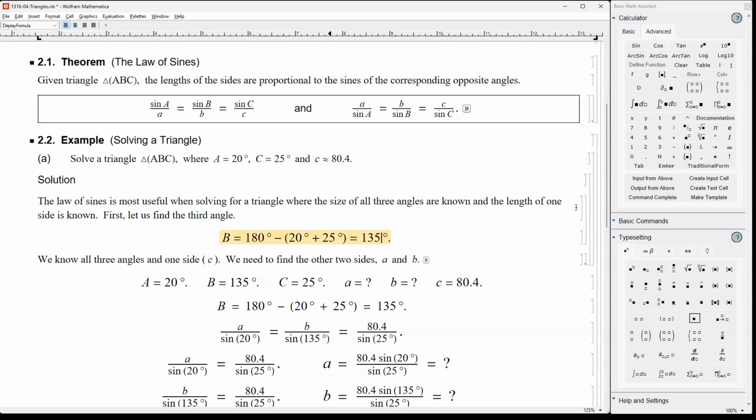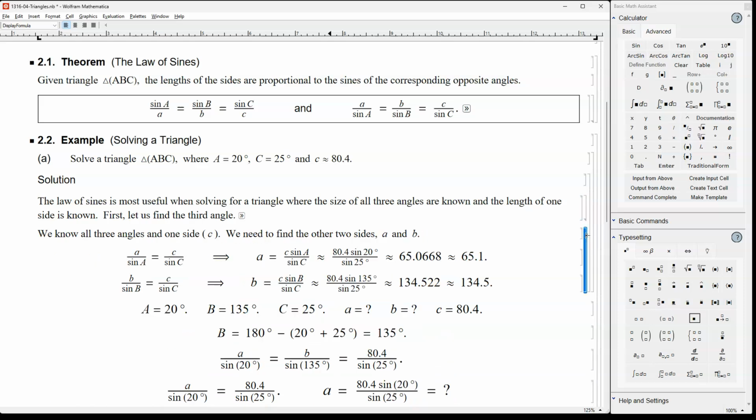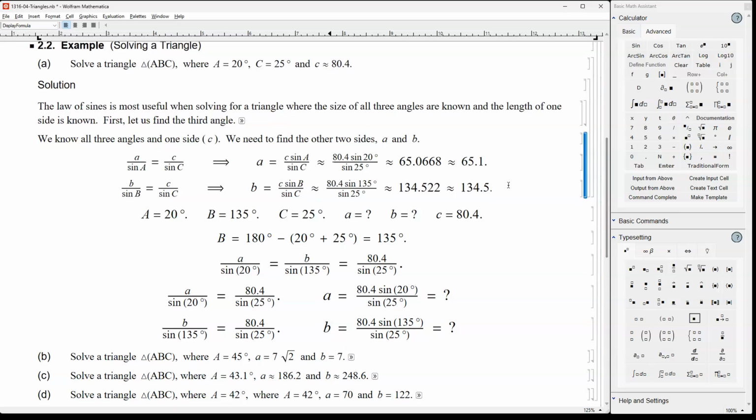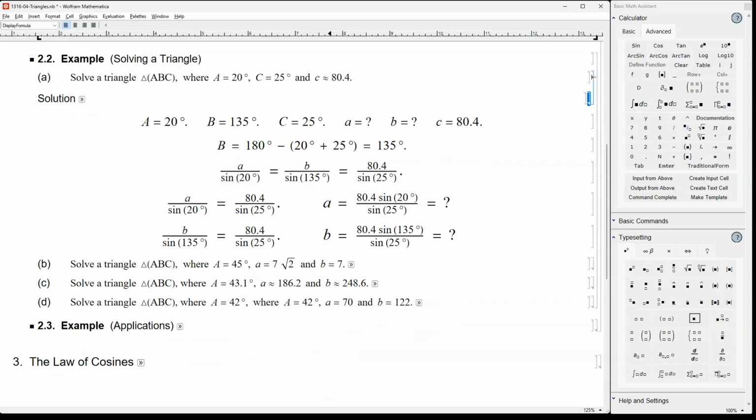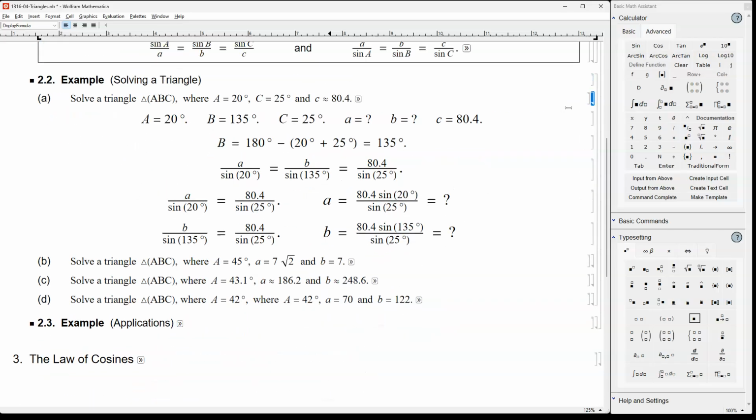Yeah, the angle capital B, that was easy. And those computations, 65.1, 134.5, respectively. Just calculator work. Here, in my answer key, I use this wiggly equality sign for approximation. Yeah, that's a little bit more accurate expression.